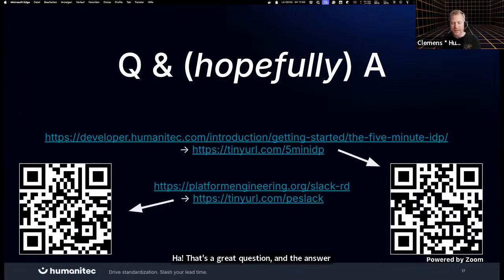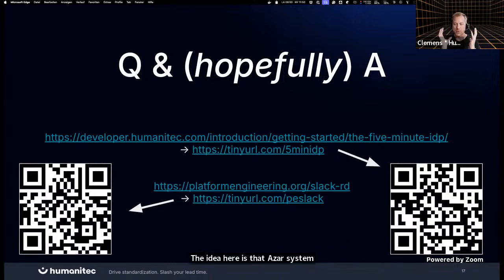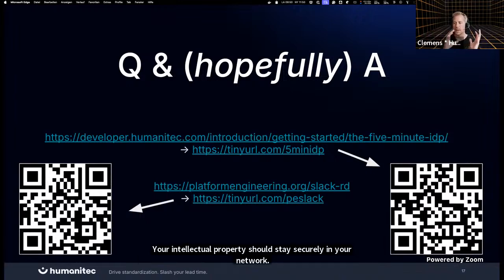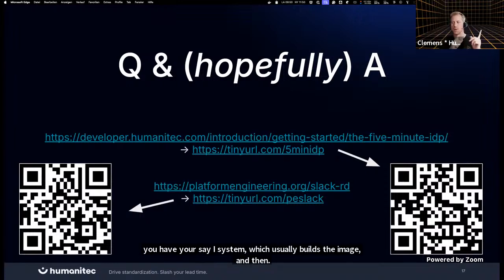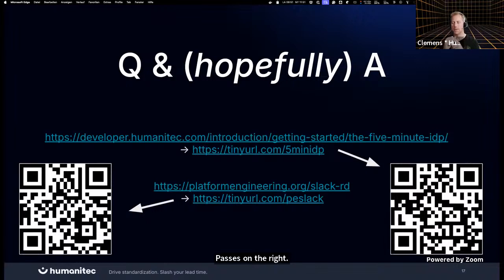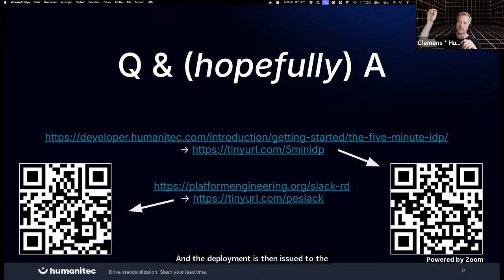The idea here is that a SaaS system like the Platform Orchestrator from Humanitec should never peek into your IP. Right? Your intellectual property should stay securely in your network. So you have your CI system, which usually builds the image and then passes on the right meta information to the orchestrator. So the orchestrator can build out a deployment. And the deployment is then issued to the runtime environment, for example, the Kubernetes cluster. And the Kubernetes cluster will pull the image from the registry.